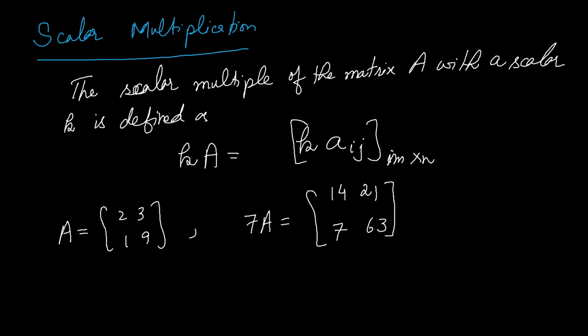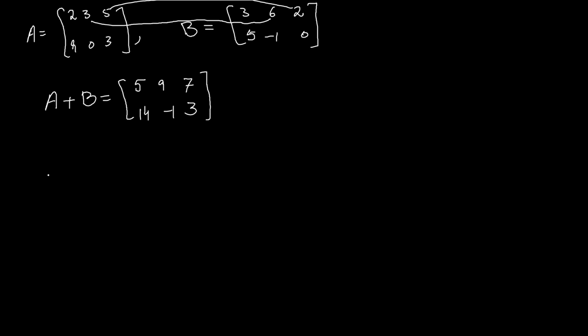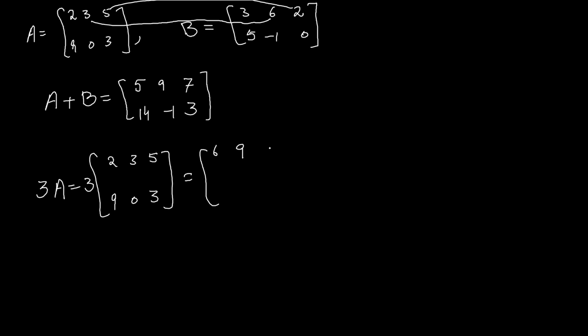Let us look at some more examples of matrix addition. Here A and B are two matrices of the same order, 2 cross 3, 2 rows and 3 columns. We can find A plus B by adding corresponding elements. We add 3 and 6, 5 and 2 and so on. The scalar multiplication of A with 3: just multiply 3 with every element of the matrix A.